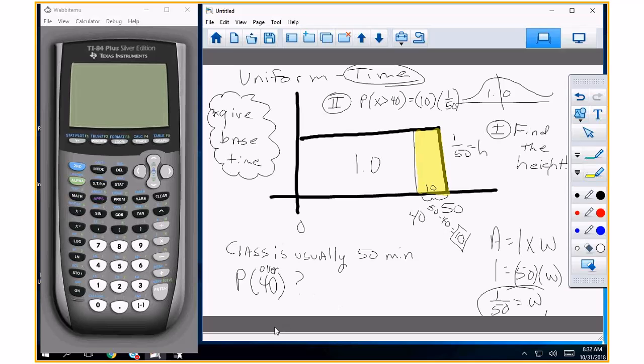And what's 10 over 50? 10 50ths, which is, well, let's change that to 1 over 5, and to change that to tenths, the decimal would be 0.2. Please don't use a calculator for that. That will just advertise your ignorance. Okay? So, what's the probability that the teacher is going to go over 40 minutes? A 20% chance or a 0.2 probability. That's how you do these problems.